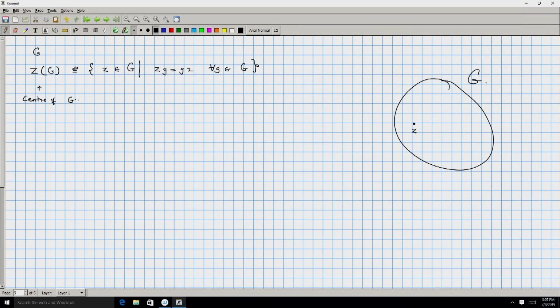Now, first question would be, is this a non-empty collection? Clearly, identity is one element which has this property, identity times g is equal to g times identity. Okay. So, this is a non-empty collection, and if you have, let us say, two elements z1 and z2 which belong to Z(G), what about z1 times z2?